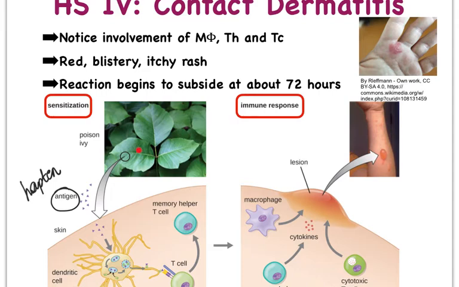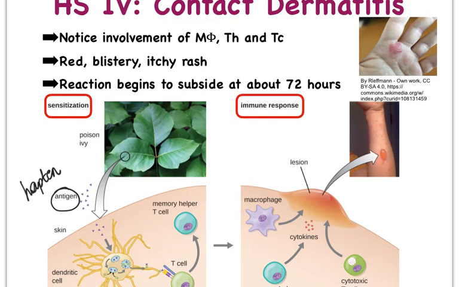So the hapten rubs against our skin. The hapten is lipid soluble, very easy to get in. It binds to some kind of a protein. And now a dendritic cell, in the epidermis that would be the Langerhans cell, recognizes this as a foreign antigen. It processes it and then presents it to our T helper cell. And then our T helper cell is going to start eventually producing some memory T helper cells. So this is the sensitization process.